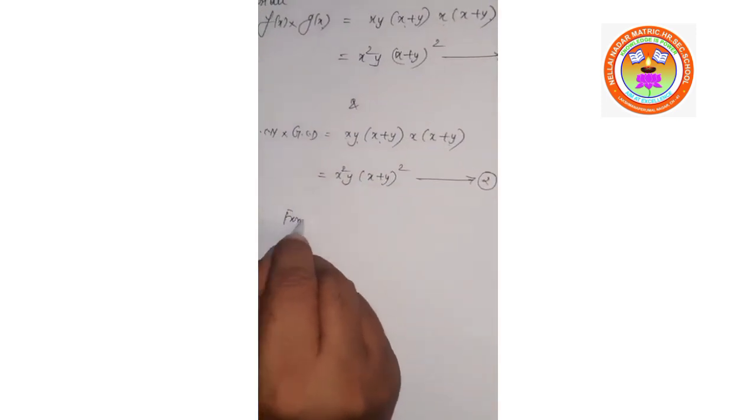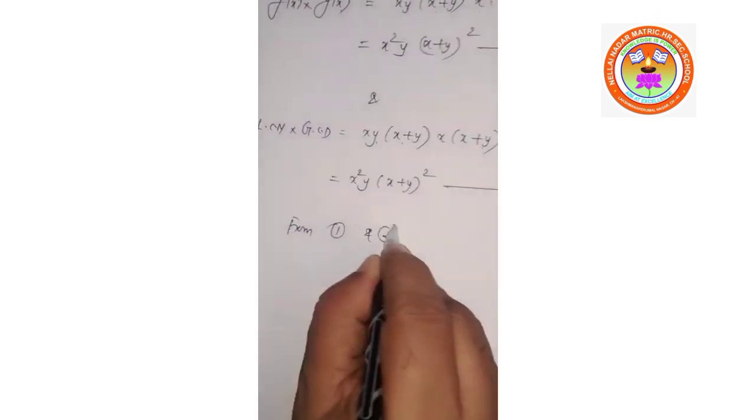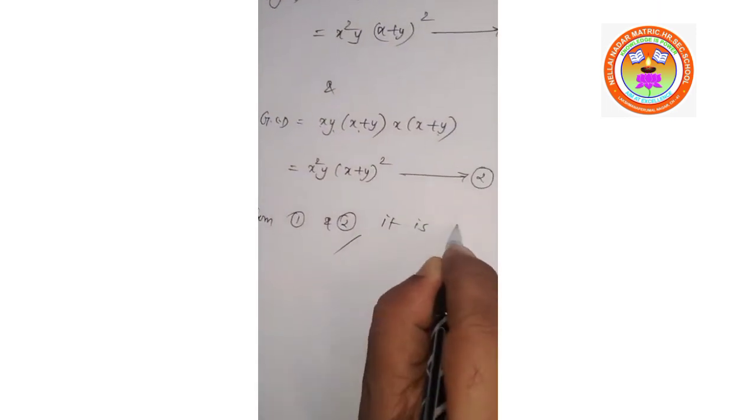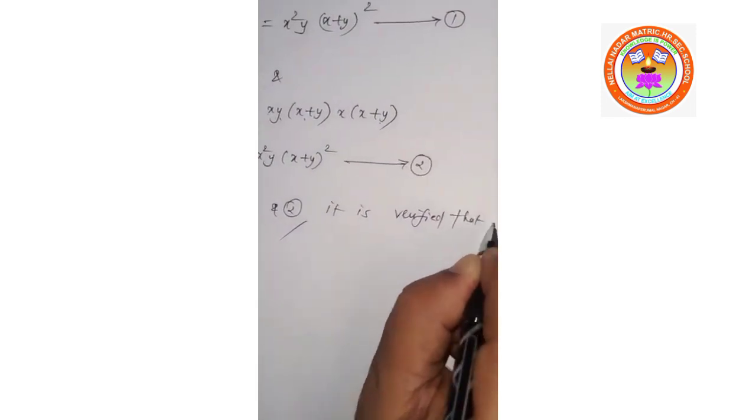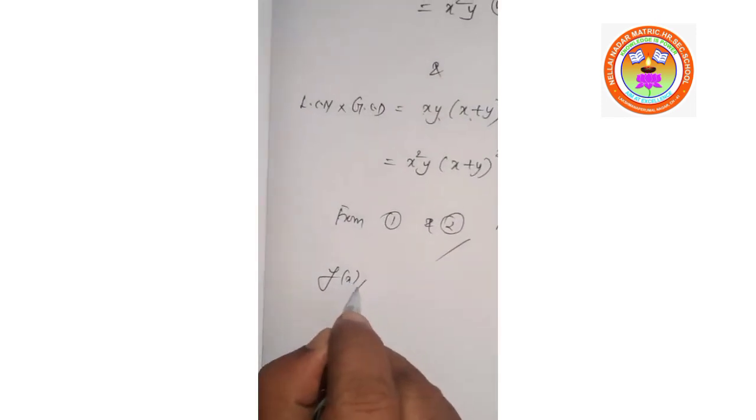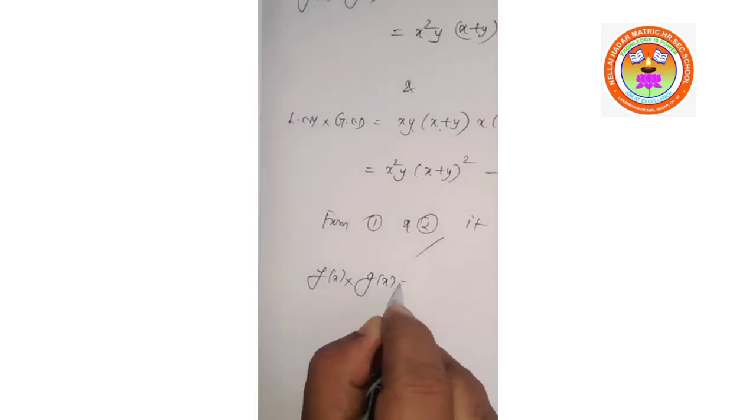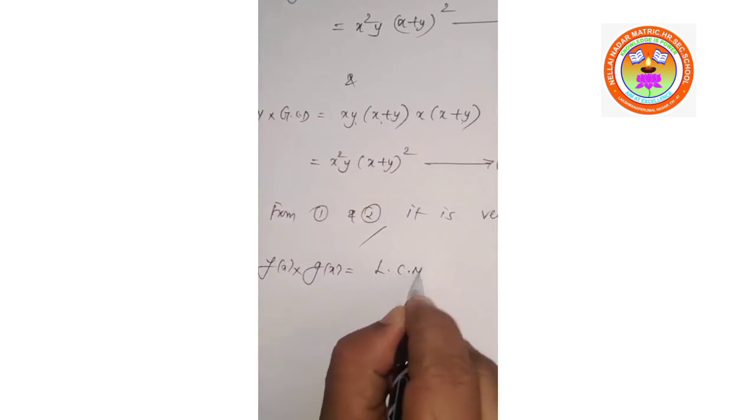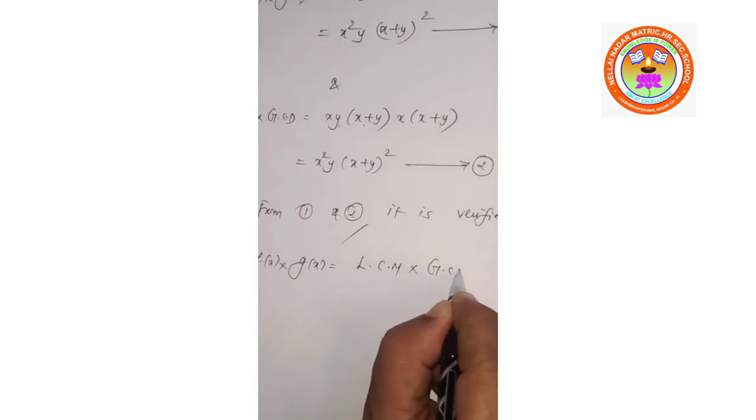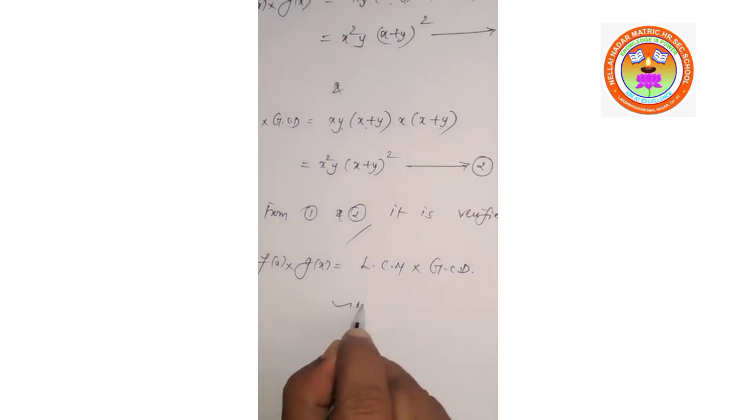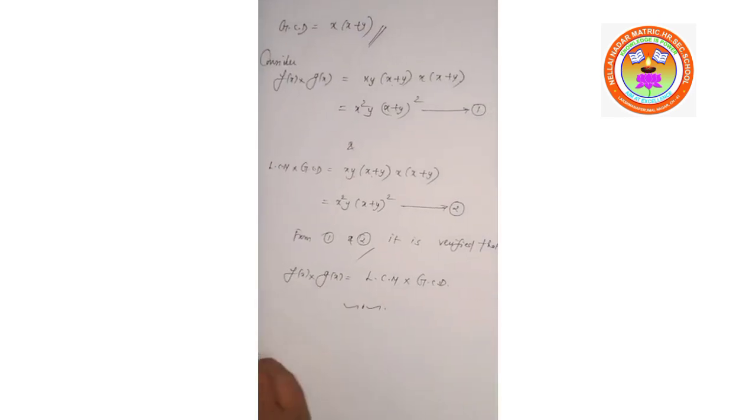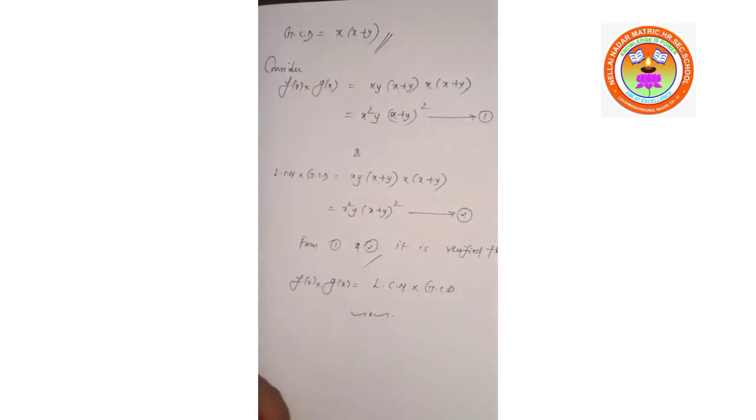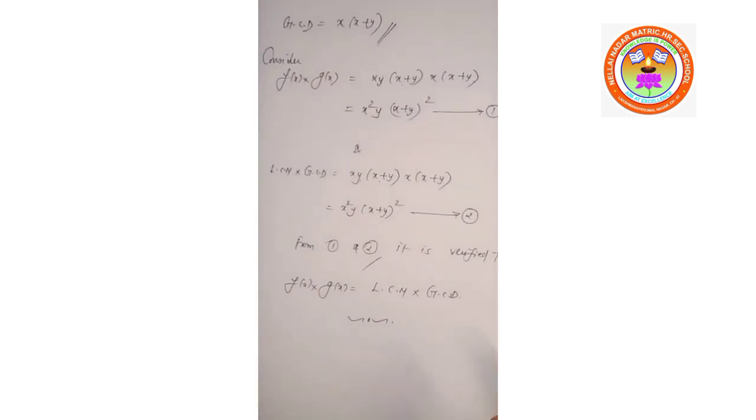From 1 and 2, it is verified that f of x into g of x equals LCM into GCD. So subdivision number 3 is also over. So question number 1 is completely over. I will be teaching problem number 2 in the next video.